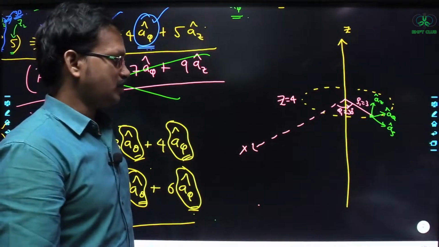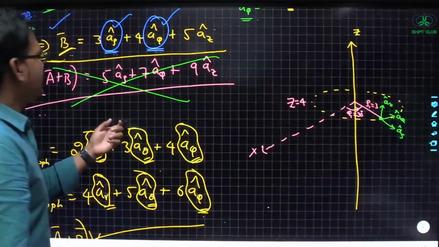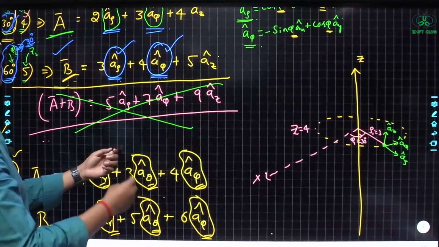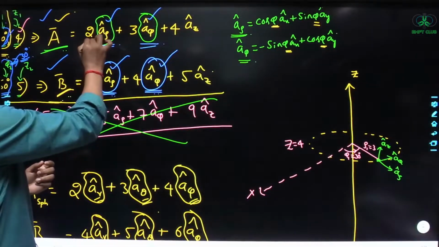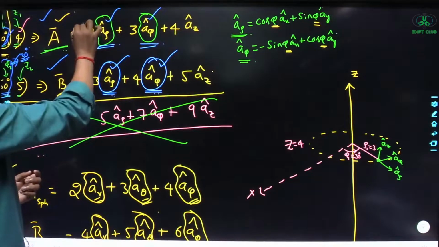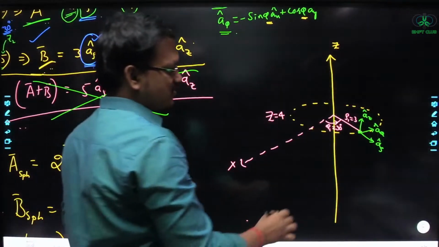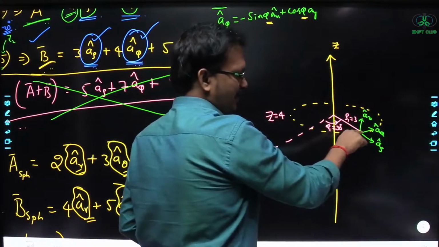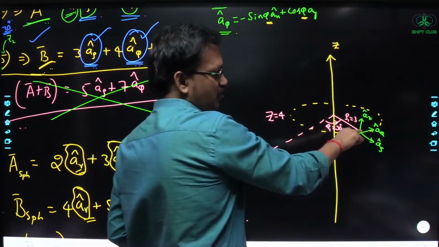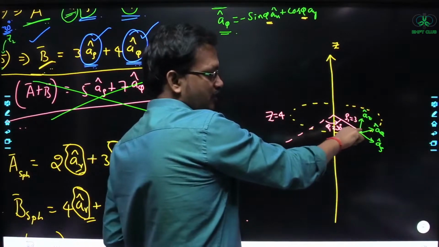Now they have defined a vector a bar at that point. What have they defined? The vector a bar has 2 units along the a rho cap direction. So here you can draw a vector a bar; I cannot draw it in space here, but you can draw a vector a bar.